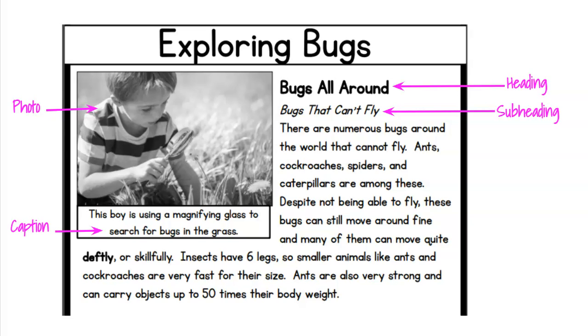And again, the caption for this picture right here says, "This boy is using a magnifying glass to search for bugs in the grass." And the bugs that he's looking for in the grass are probably going to be bugs that can't fly, because those bugs will be on the ground.